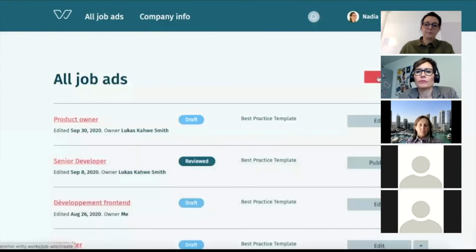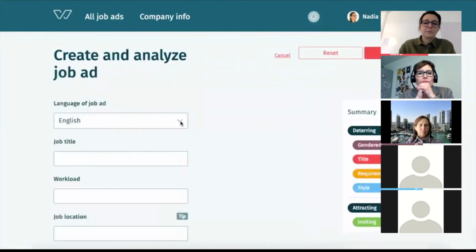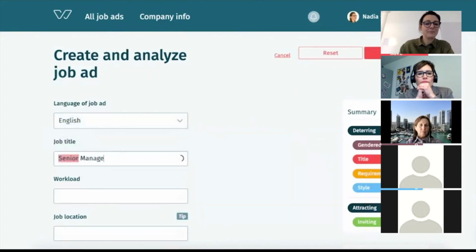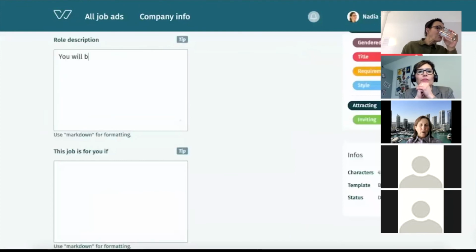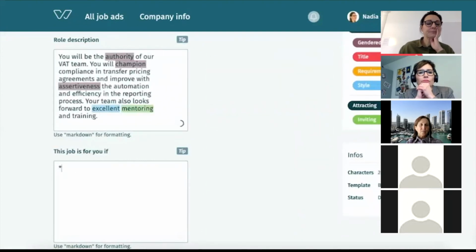From the dashboard, users create new job ads. We provide different templates. The best practice template is structured to appeal to diverse talents. The Diversifier currently checks job ads in 3 different languages. When entering the required information, the algorithm immediately starts checking that given information. A summary then guides users on how many terms are problematic. Users are now guided to formulate the body of the job ad, describing the role and the requirements. The algorithm detects terms and formulations that deter female talents or talents with diverse backgrounds from applying.